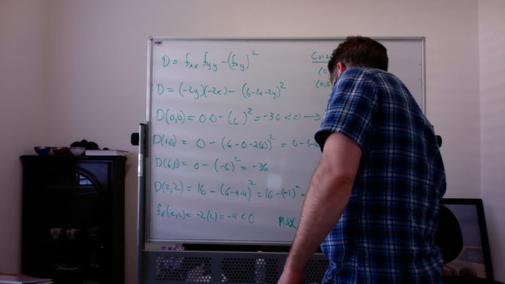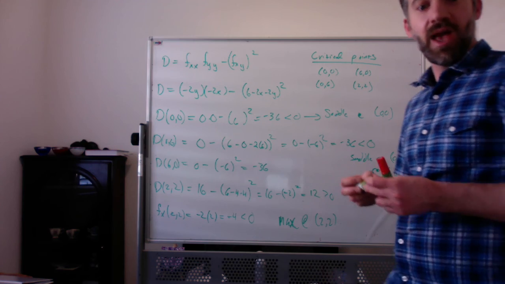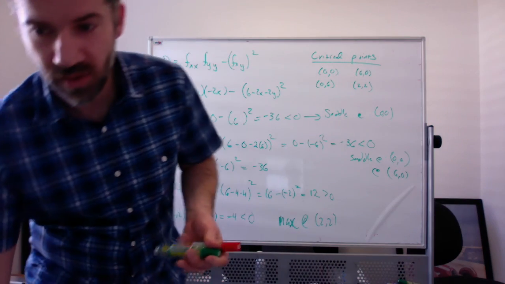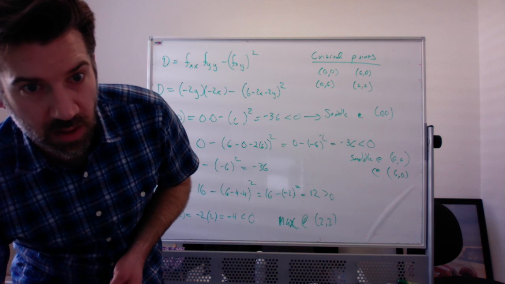We have a maximum at 2, 2. All right, I hope that helps clarify these critical points for functions of multiple variables. All right, see you guys later.